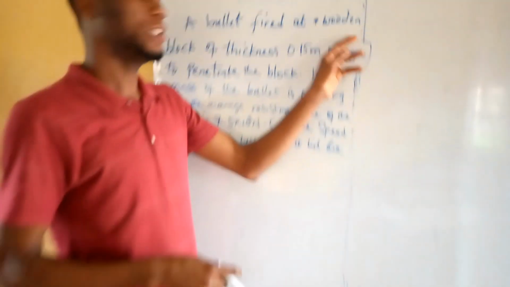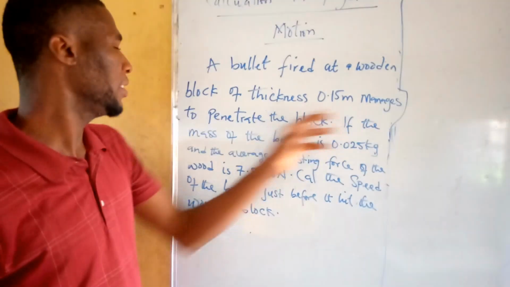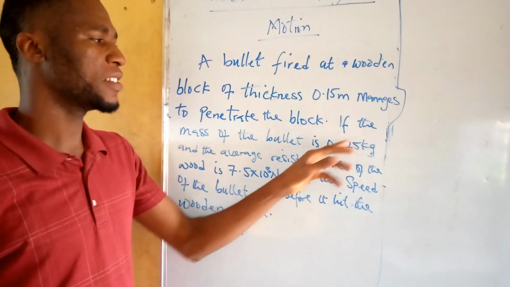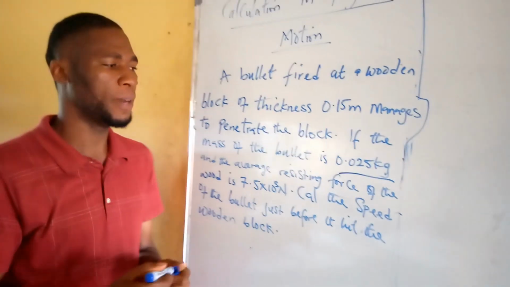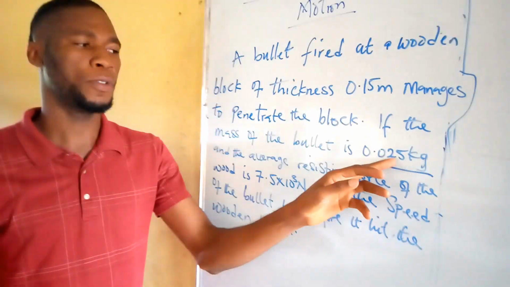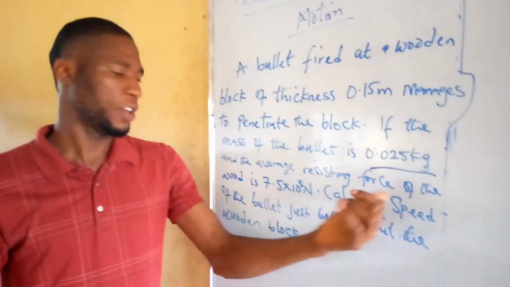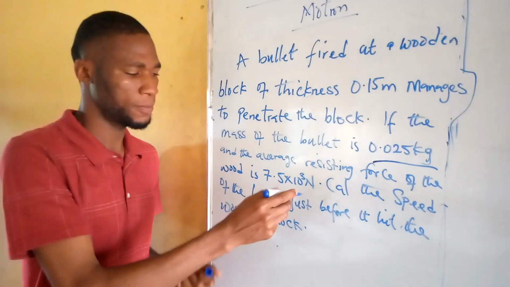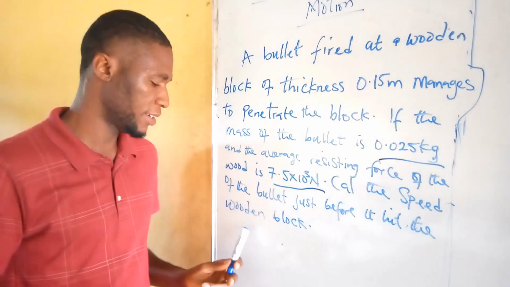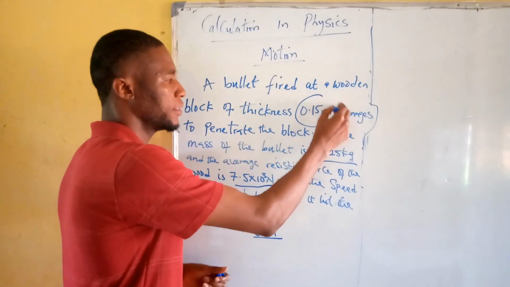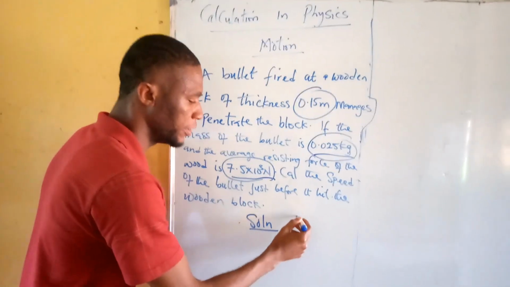A bullet fired at a wooden block of thickness 0.15 meter managed to penetrate the block. The question says if the mass of the bullet is 0.025 kilogram and the average resisting force of the wood is this, so this is the force, we should calculate the speed of the bullet just before it hits the wooden block. So this is the distance, this is the mass, and this is the force. They say we should calculate the v.